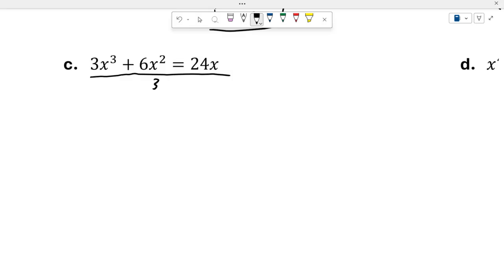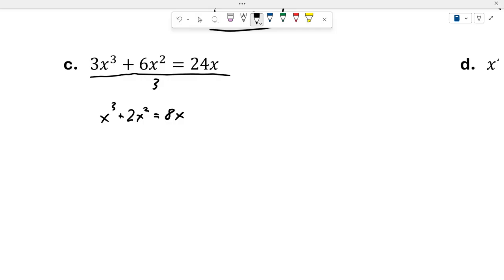So divide everything by 3, and what we get is x cubed plus 6 divided by 3 is 2, x squared, and 24 divided by 3 is 8x. All right, so that's step 1.